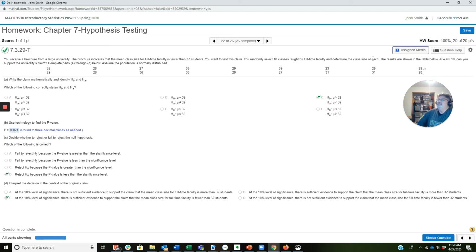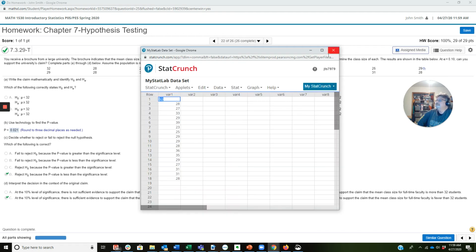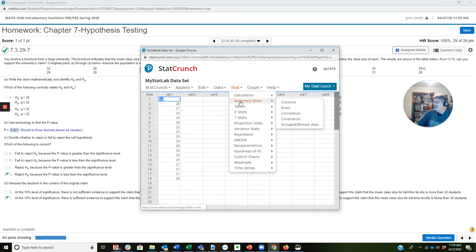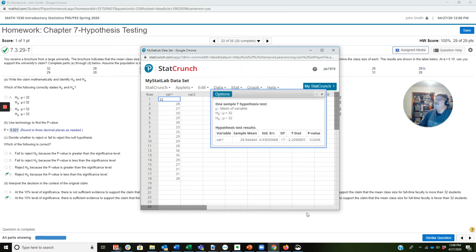Looks like my picture's in the way. So let's see. Let's open the data in StatCrunch. And I'm not going to run the summary stats again. I think everybody knows how to do that. I'm going to go directly to T-Stats, one sample with the data. Variable 1, I'm going to come down and set my null hypothesis of equal to 32, and I'm going to set my alternative hypothesis of less than 32, and I'm going to click compute.